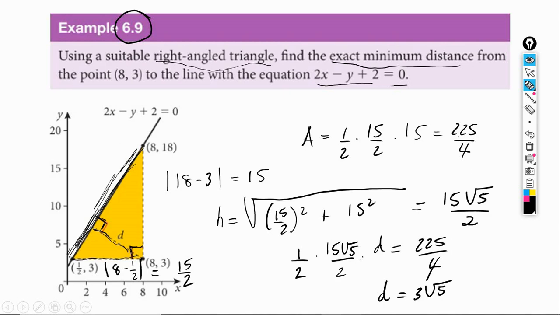Then the answer would be that the minimum distance, we don't have any meters or centimeters here, so we'd have to say that the minimum distance from point (8, 3) to the line would then be 3 square root of 5 units. And now the reason we leave it in terms of the square root of 5 is because they're asking for the exact minimum, as you can see there.